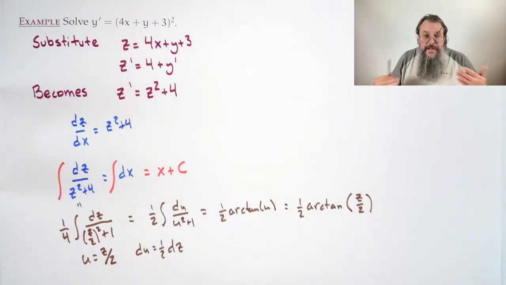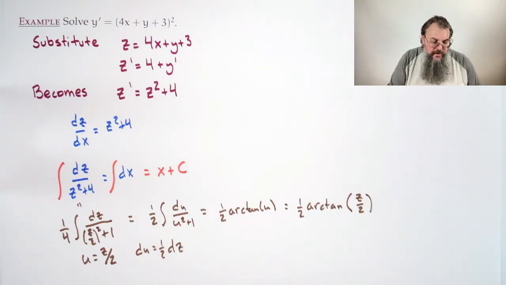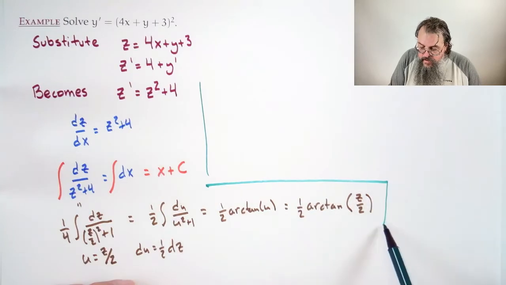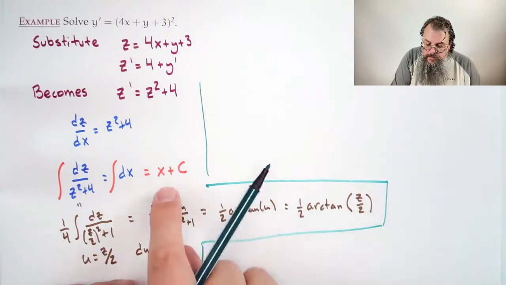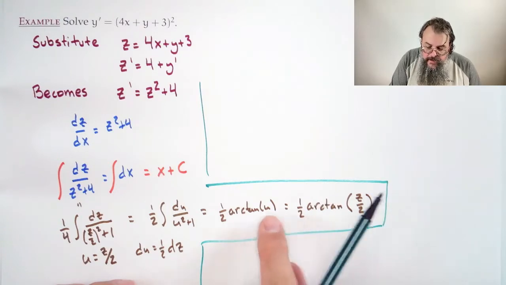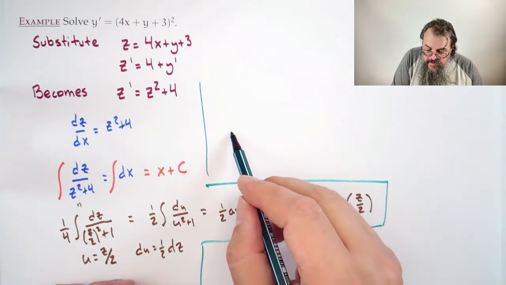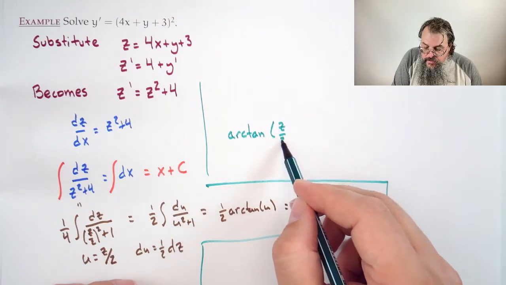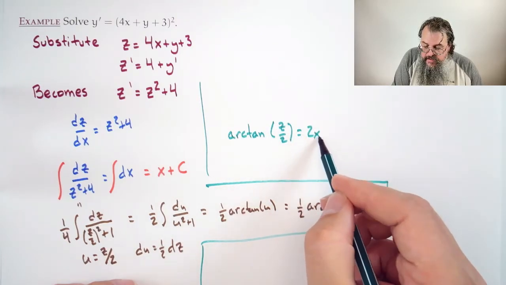Now, you might say, could we clean it up a little bit first? And we say, yeah, sure, why not? So we like clean answers. And so what we'll do here is we'll take our expression and let's multiply both sides by 2. Just get rid of that half. Now, that would give us that arctangent of z over 2 is equal to 2x.